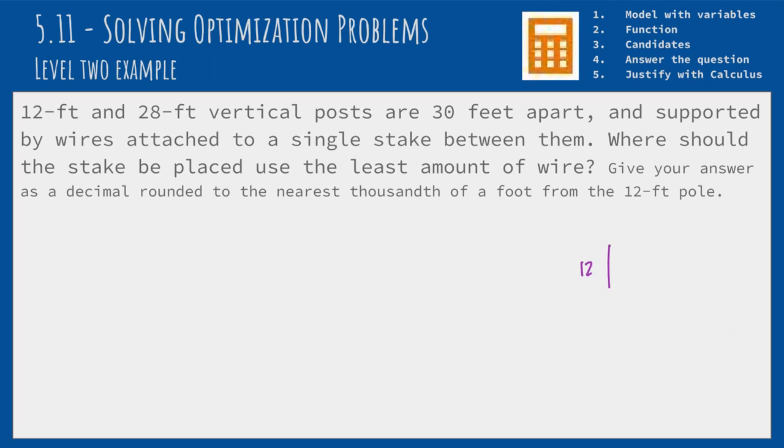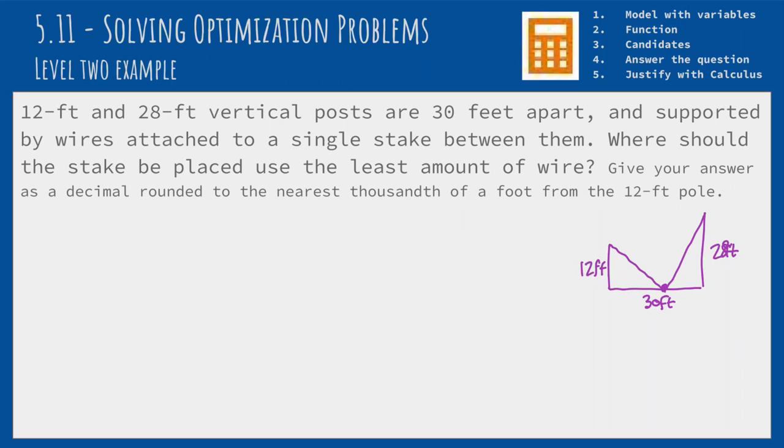So we have a pole that's 12 feet tall. We have another pole that's 28 feet tall. We're going to assume that the ground is horizontal and there's 30 feet of distance between them. And we're going to have wires going from the top of each pole to a single stake in the ground. And we want to minimize the amount of wire that we're going to use.